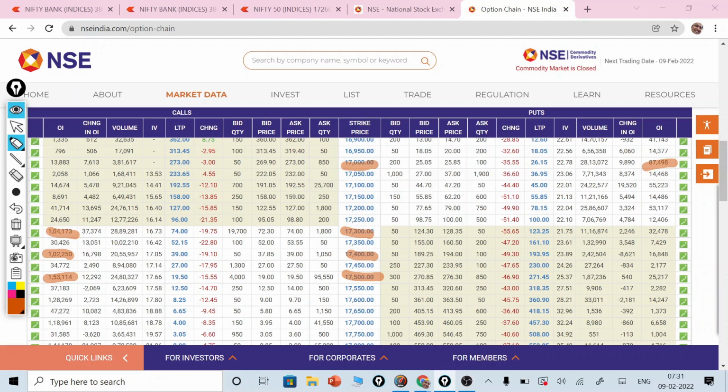So you can expect the market to be range bound between 17,000 and 17,500. 17,000 is going to be very crucial, and on the higher side 17,500 is very crucial.